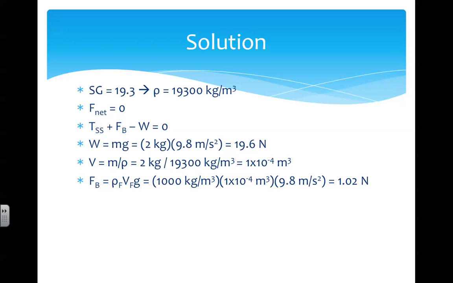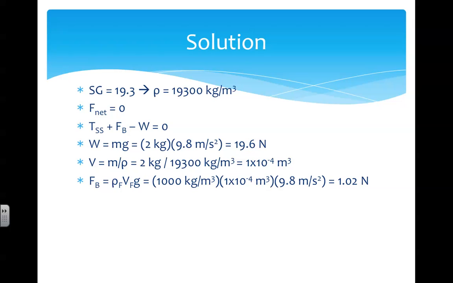Buoyant force is equal to density of the fluid times the volume of the fluid displaced times g. The density of our fluid, water, is 1,000 kilograms per meter cubed. We found the volume of the fluid that's displaced, which is equal to the volume of the gold cube, 1 times 10 to the minus 4 meters cubed, and times g, 9.8 meters per second squared. We find the buoyant force to be 1.02 newtons.